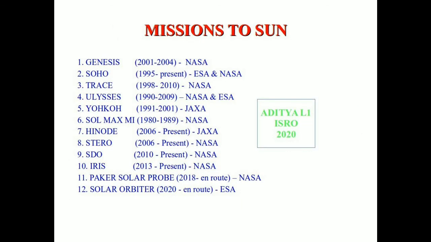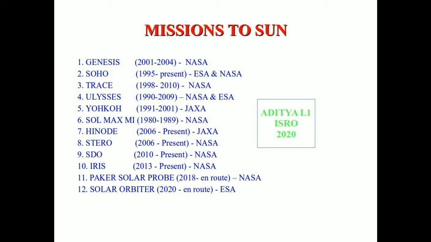Missions to Sun. This is a list of most important missions launched to study our star Sun. First one, Genesis. It is an orbiter spacecraft mission launched by NASA. The operating period of this mission is between 2001 to 2004. It was the first spacecraft to capture a sample of the solar wind. The solar wind means the constant stream of particles that emanate from the sun. This mission made a hard landing in 2004.